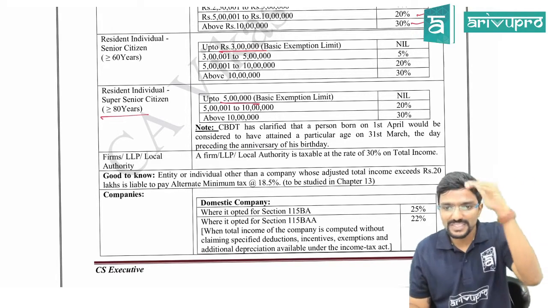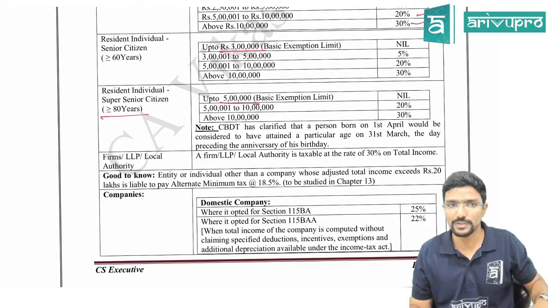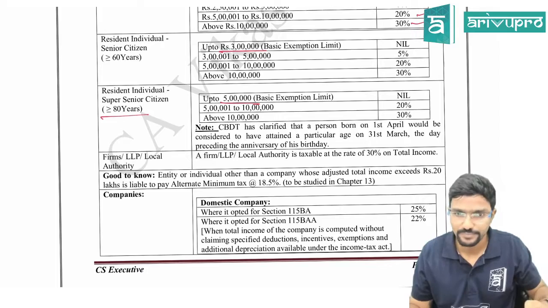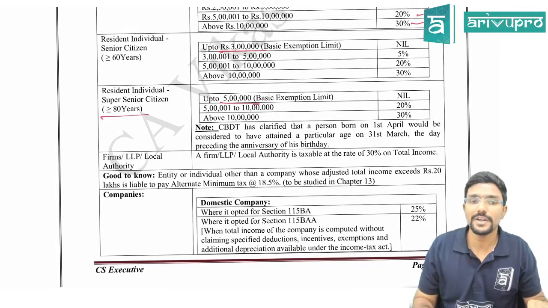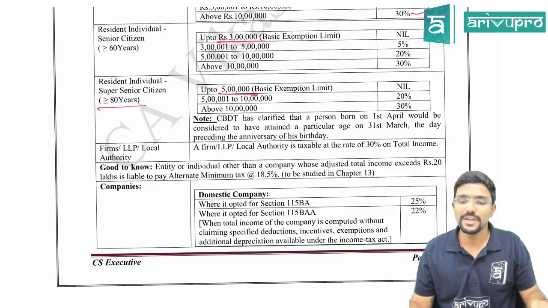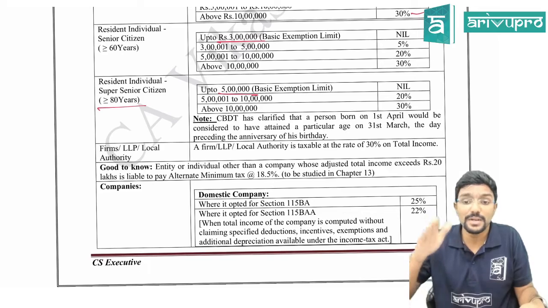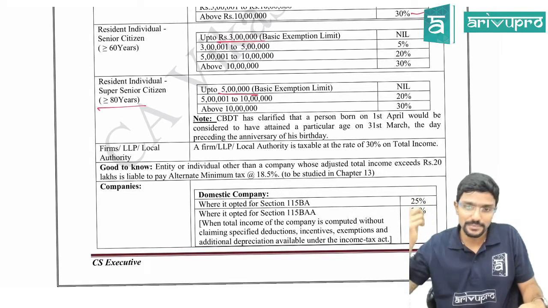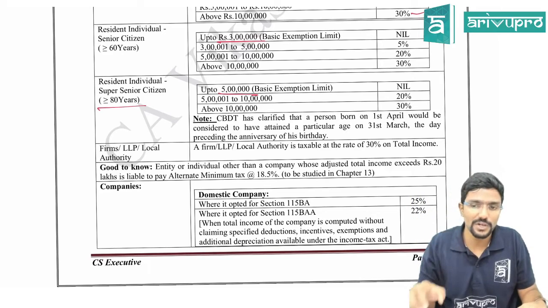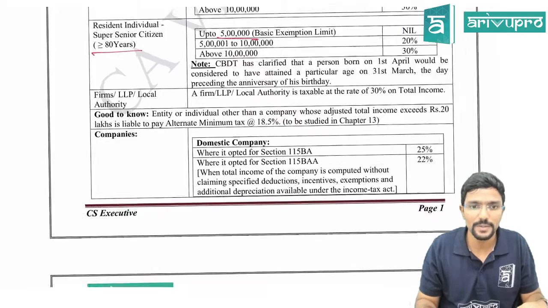That means the first slab is not at all applicable for you. That is, up to 5 lakh, it was 5% earlier, that is not applicable for you. Clear? And sir, when should I reach the age of 60 or 80 years? Any day in the previous year. Even if you are celebrating your 60th or 80th birthday on the 1st April of the assessment year, still it will be considered that you have reached the age of 60 or 80 in the previous year itself. That means you have completed the age in the previous year.